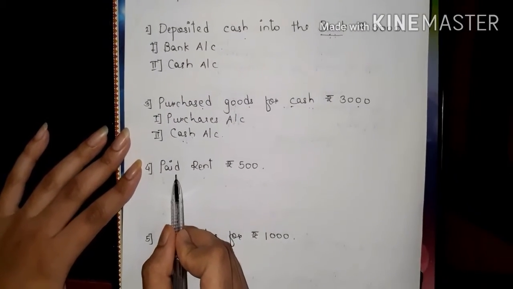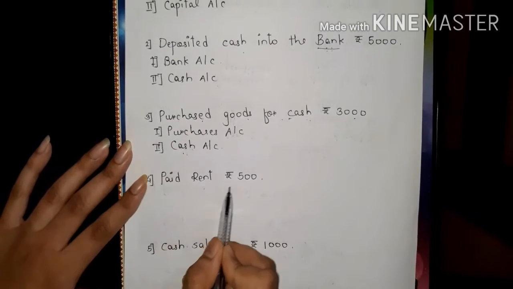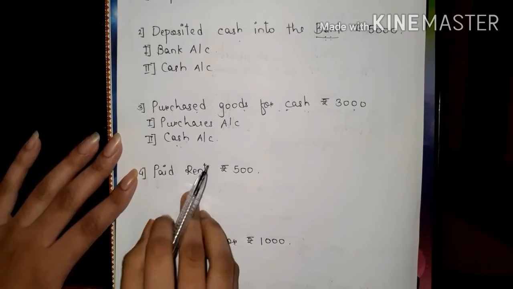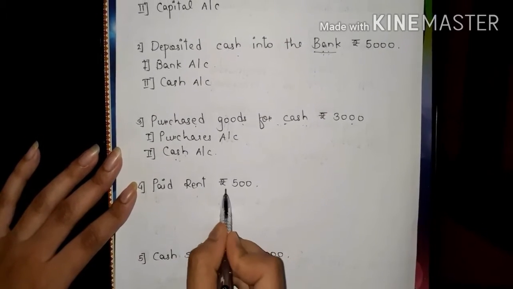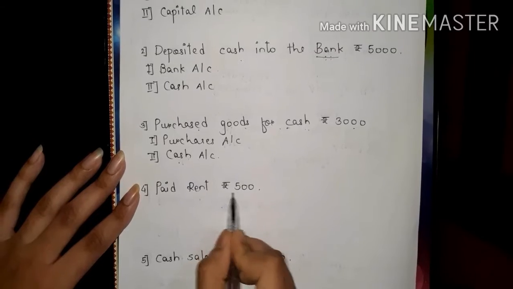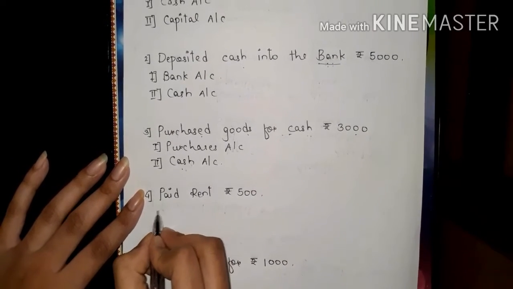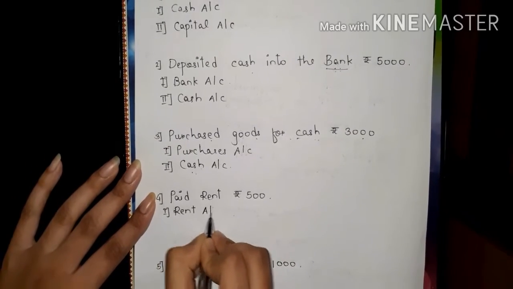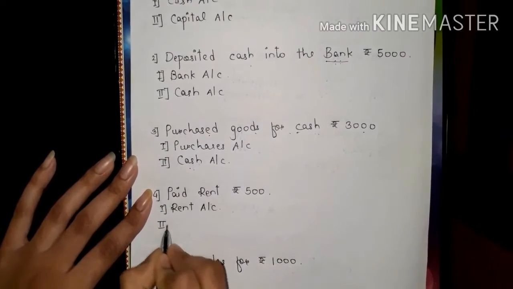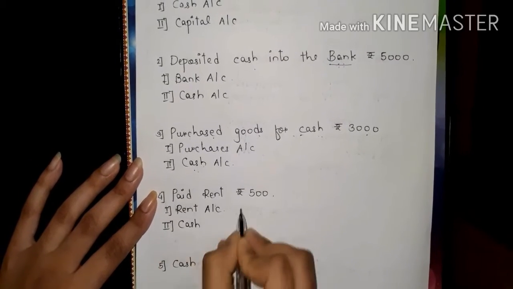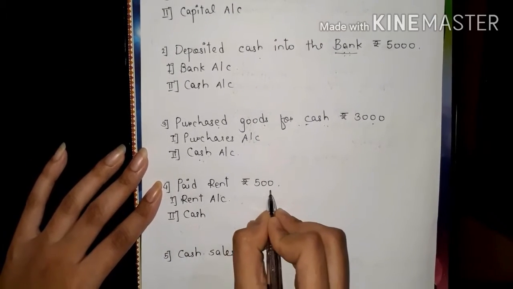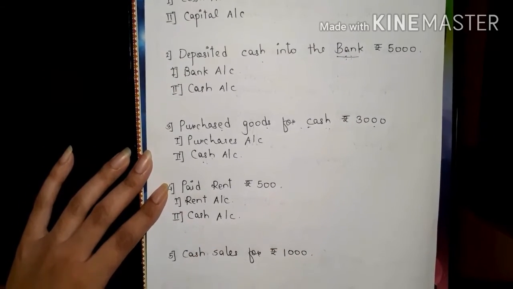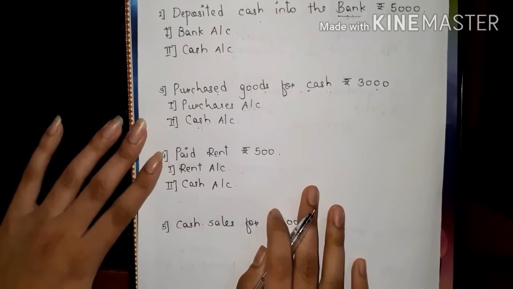Okay. Now next example. Paid rent rupees 500. Now here this is our expenditure. Obviously we will pay rent in cash. So one account will be rent account, as we have paid rent, and the other account will be cash account, as rent is being paid in cash. Though it is not given here, the amount shows that the rent is paid in cash form. So the other account will be cash account.